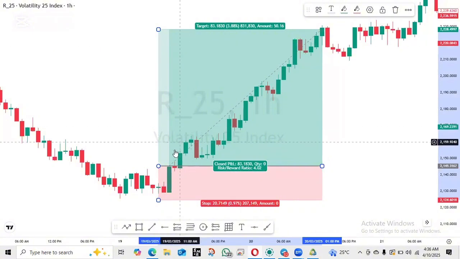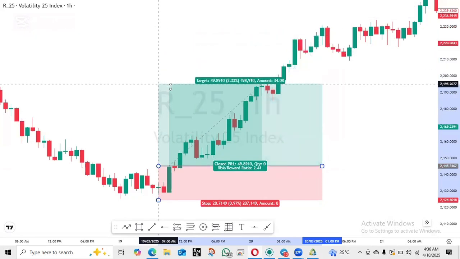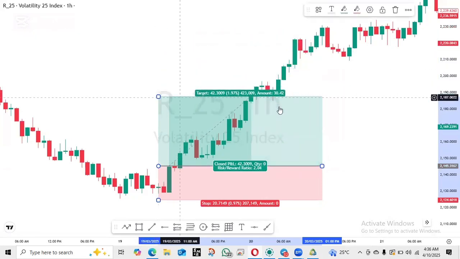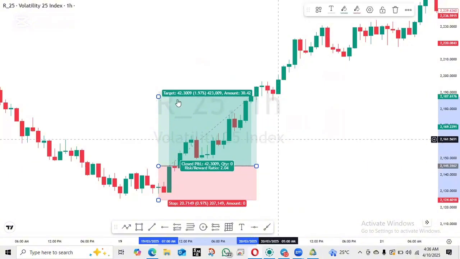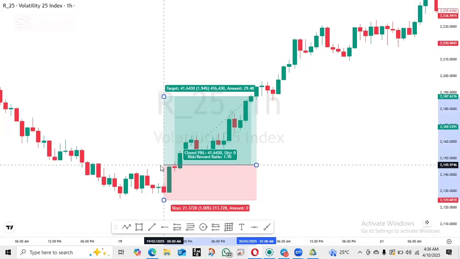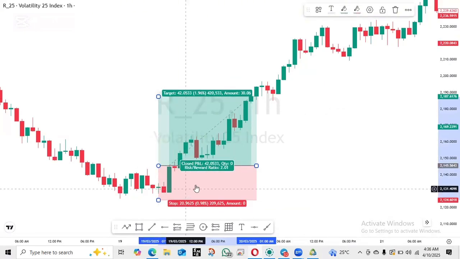Yeah, it's ideal actually, but that is not the minimum. What is the minimum? The minimum is 1:2. So you can go for something like this, 1:2. This is the minimum you can go for. You can target more, but you cannot go for less. Don't go for less. I don't want you to go for less.